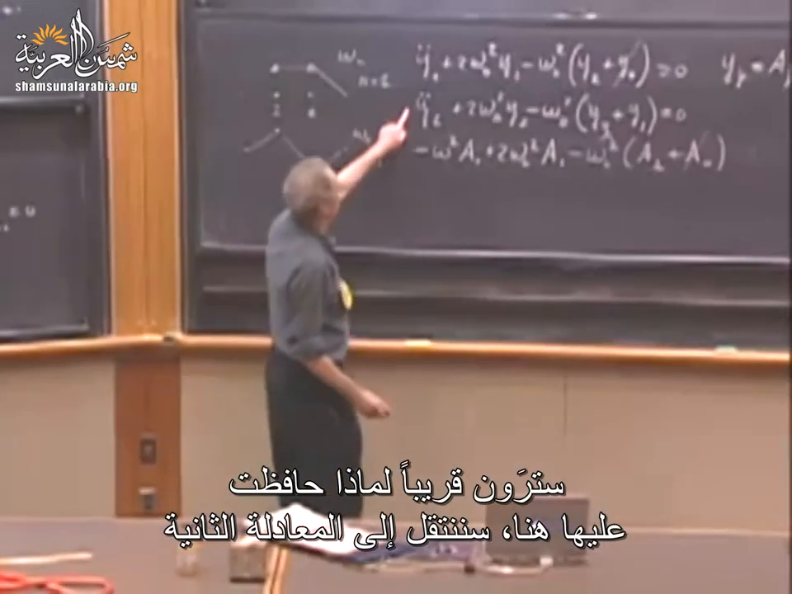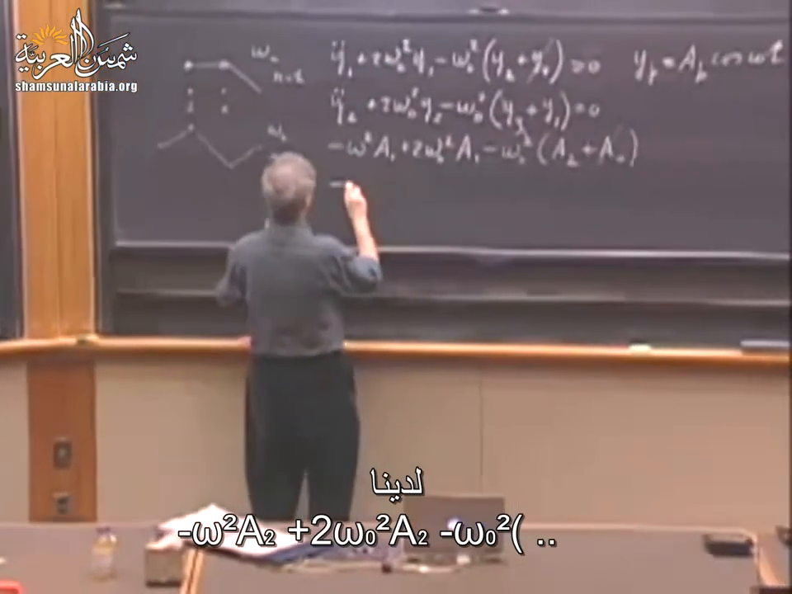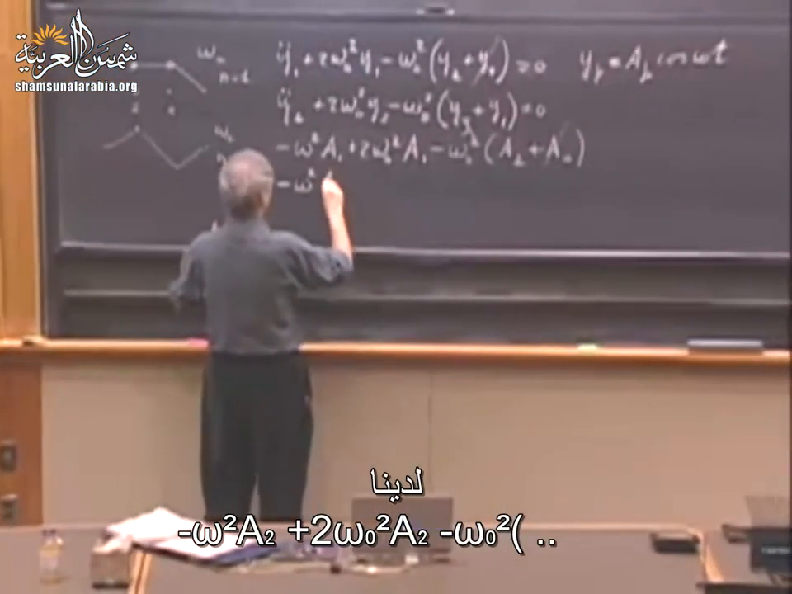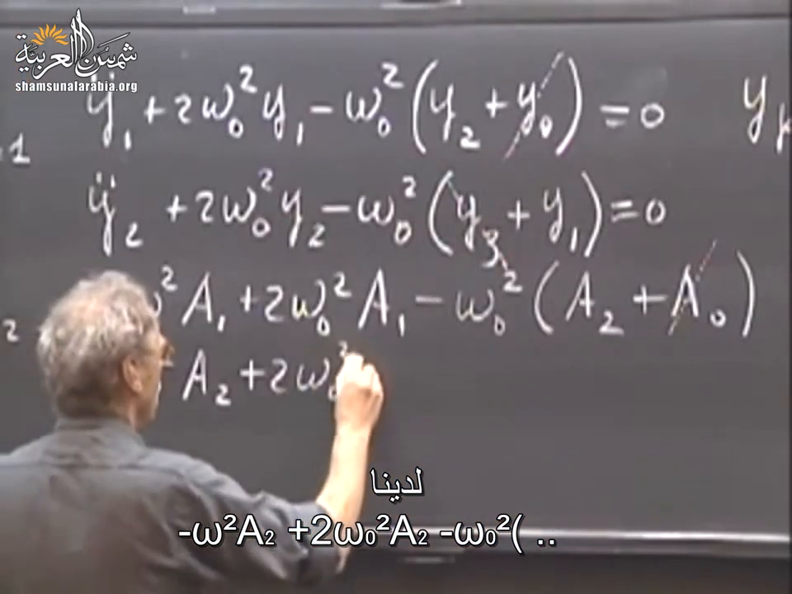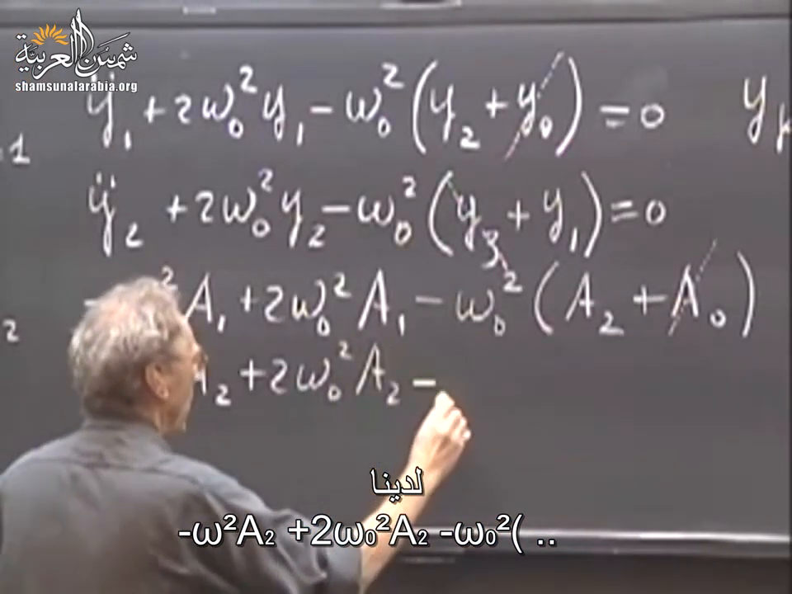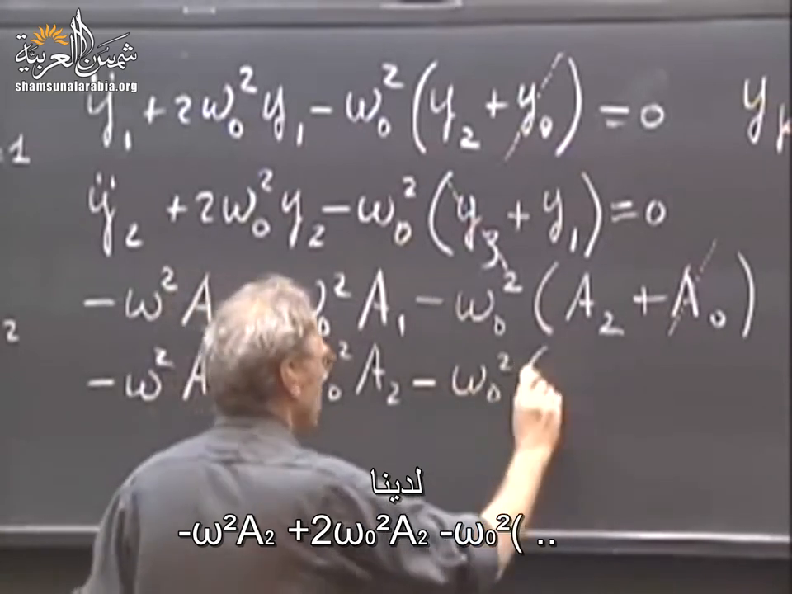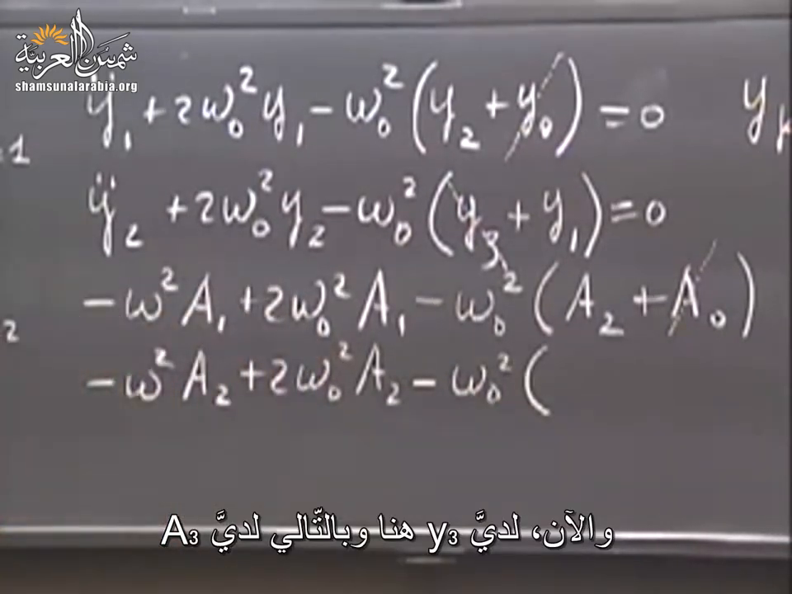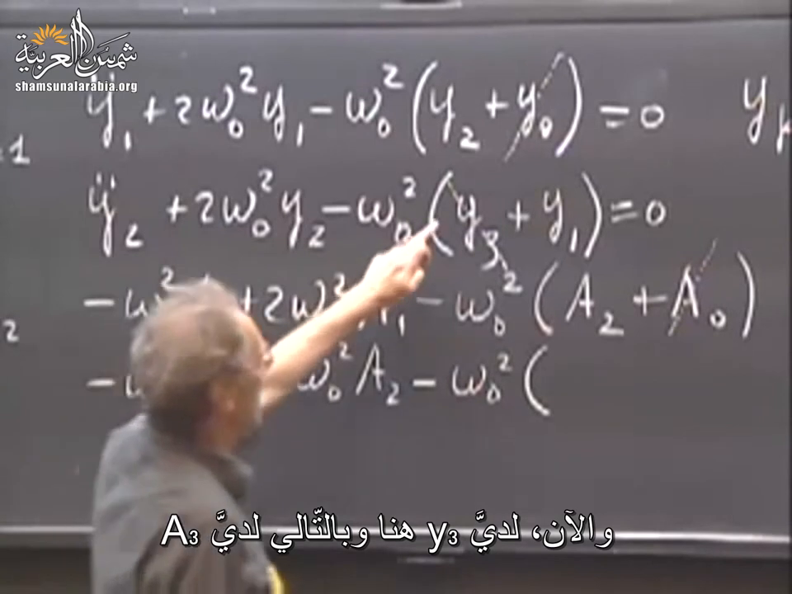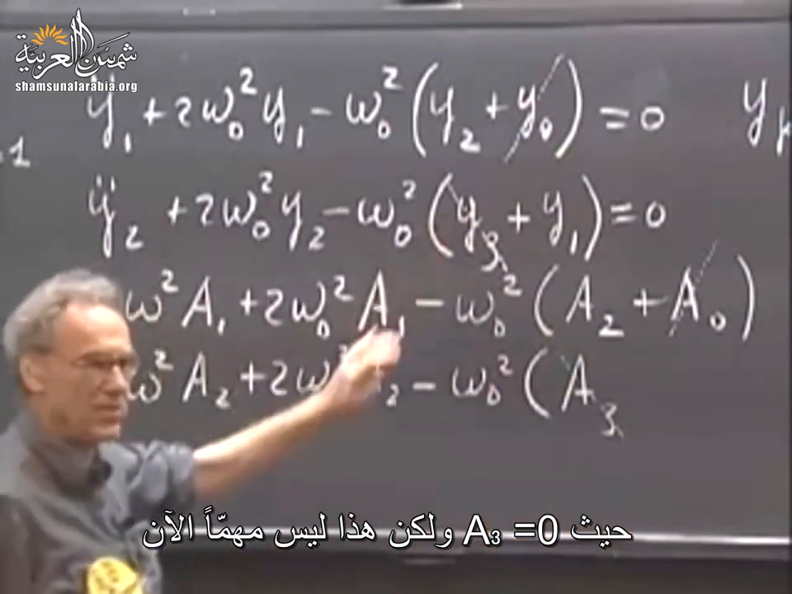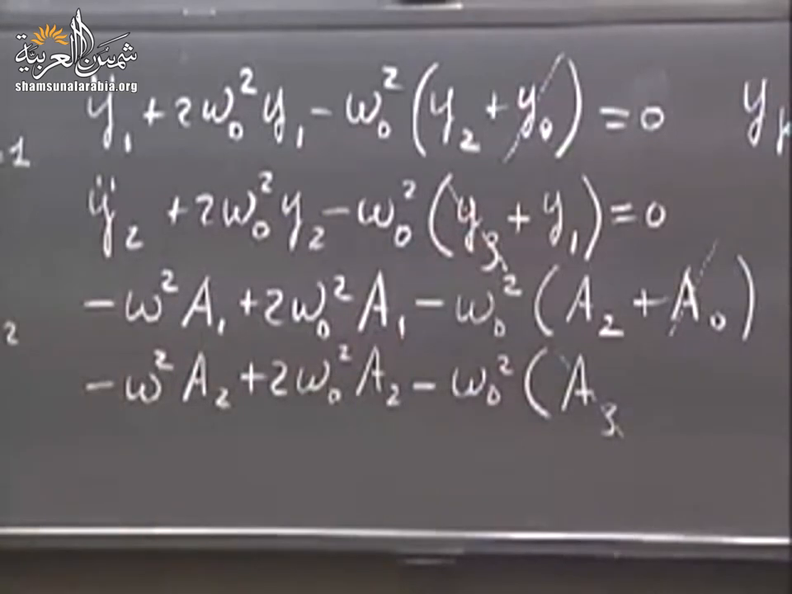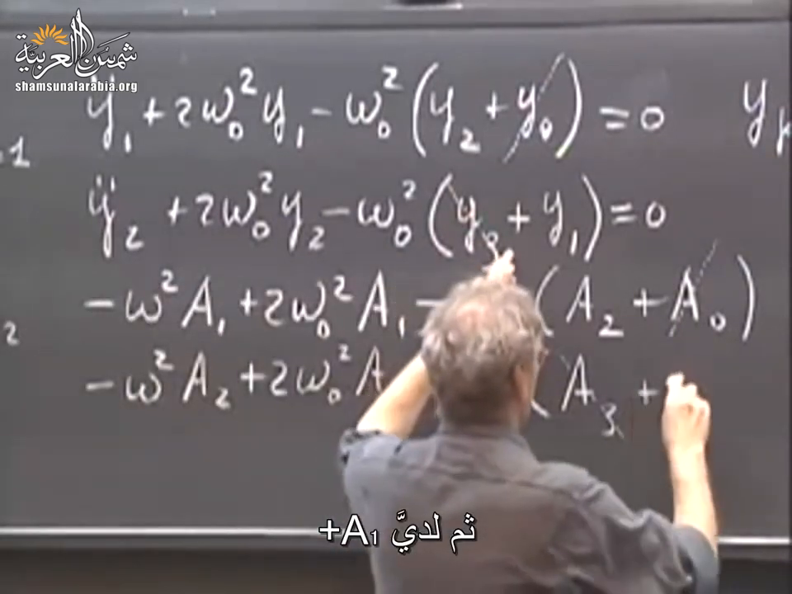I go to particle number 2, I get minus omega squared times a2, becomes a little boring, 2 omega 0 squared times a2, minus omega 0 squared, and now I have a y3 here, so I get an a3, which happens to be 0, but that's not so relevant right now. And then I get plus a1.